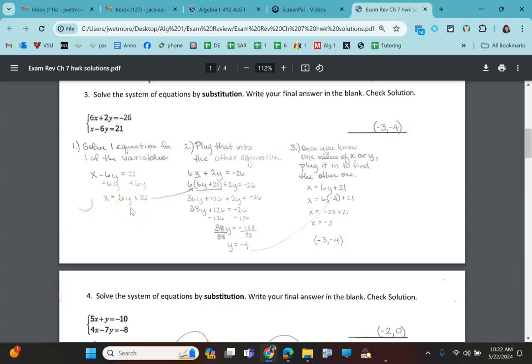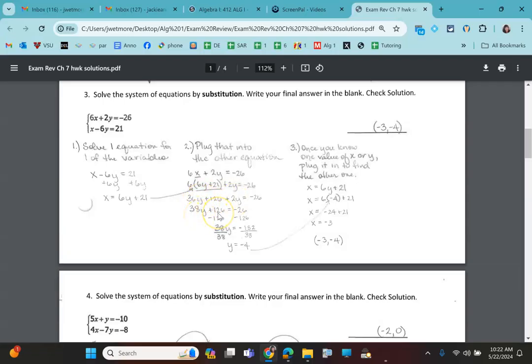So once we solve one of the equations for one of the variables, we plug that into the other equation. So I'm going to plug that into this other equation in the place of this x right here. So in the place of x, I'm going to put what I just got, 6y plus 21. So now I can say 6 times 6y is 36y, and 6 times 21 is 126. You'll have your calculator on the exam to do those kinds of computations for you. 36y and 2y is 38y.